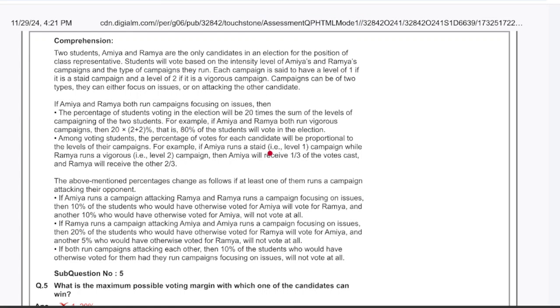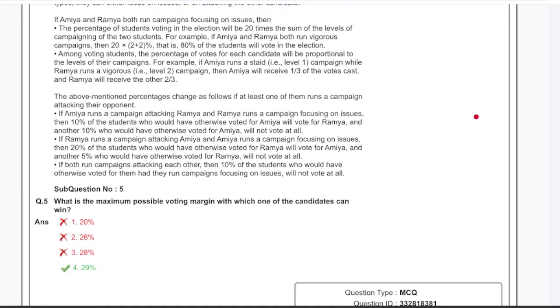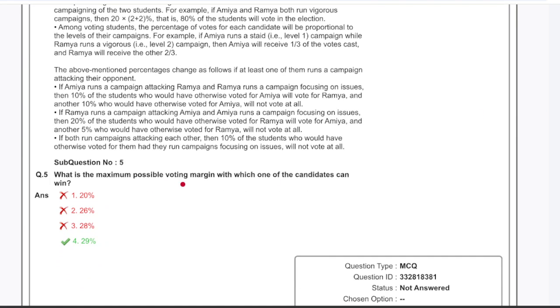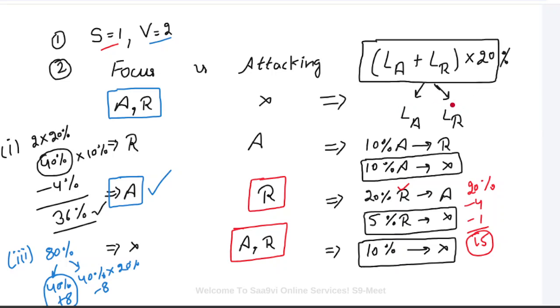The last part of this puzzle was what is the maximum voting margin with which one of the candidates can win. In one case, if both have the same level, the maximum can be 20. One is having level 1, other is having level 2. So 1 is to 2, and 60, 1 is to 2. If we do that, it will be 20 and 40. That is a 20% difference that can come here.